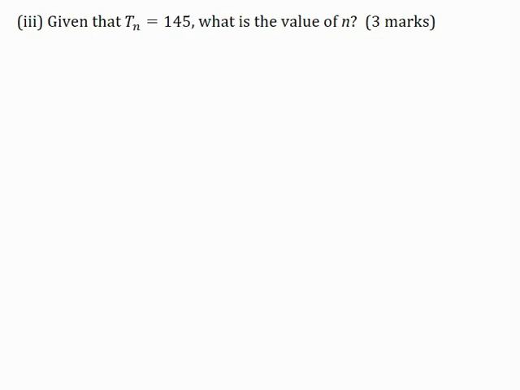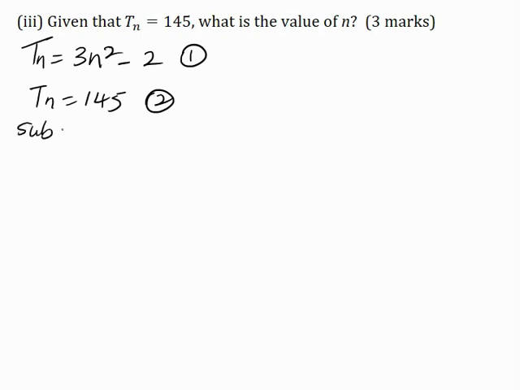Part 3. Given that Tn is equal to 145, what is the value of n for 3 marks? So I'll start off by writing the formula they gave us. Tn is equal to 3n squared minus 2. And I'll call this equation 1. Now, they gave us here that Tn is equal to 145, and I'll call this equation 2. And I will sub equation 2 into equation 1. So wherever I see Tn here, I'll replace it with 145. So this is 145 is equal to 3n squared minus 2, and I'm going to solve this equation for n.